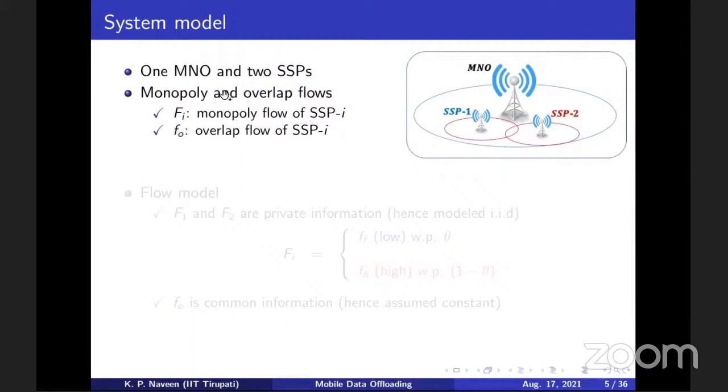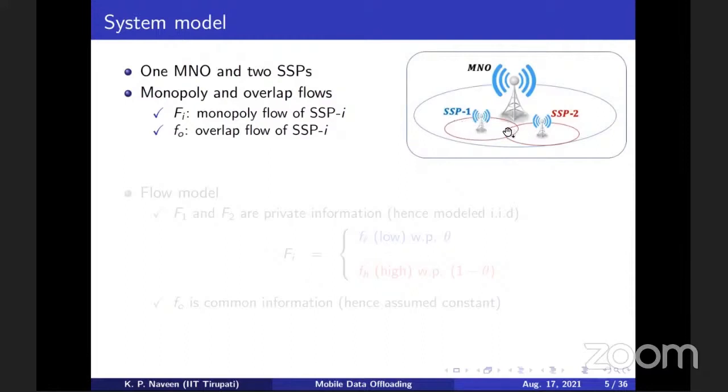So here is the model. I'll assume that there is one mobile network operator, and let's say there are two competing SSPs, owned by competing operators. I'll call them SSP1 and SSP2. Now we'll talk about two types of flows. One is the monopoly flow. I've been talking about the mobile unit, right? So the user, let's say the user in this particular region.